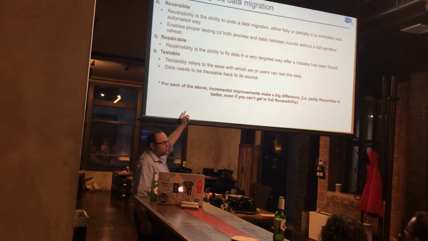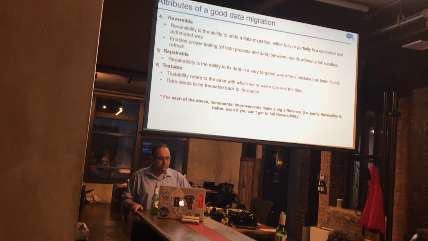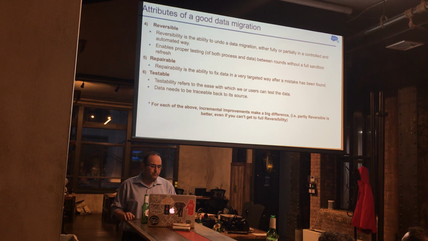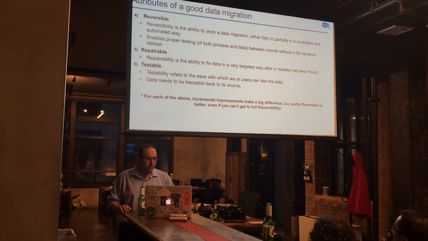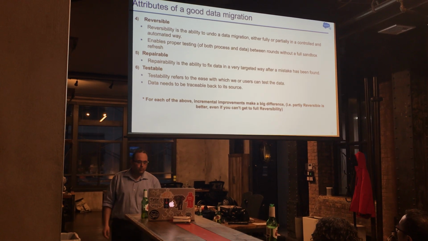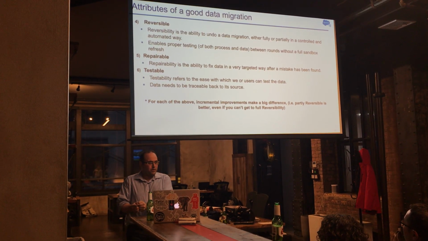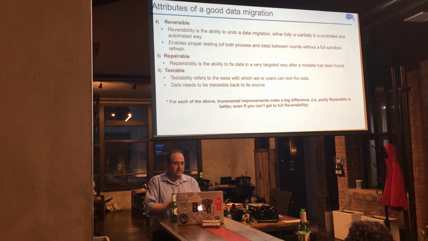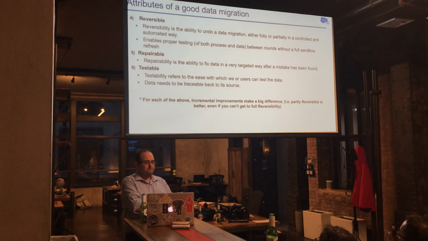incremental improvements are huge. Partial reversibility is better than no reversibility. Partially automated is better than no automation at all. Right? So you don't want to say that I can't automate this fully to one click, so I'm not going to do any automation. Get 80% of the way. Can't get 80% of the way, get 50%. It's better.